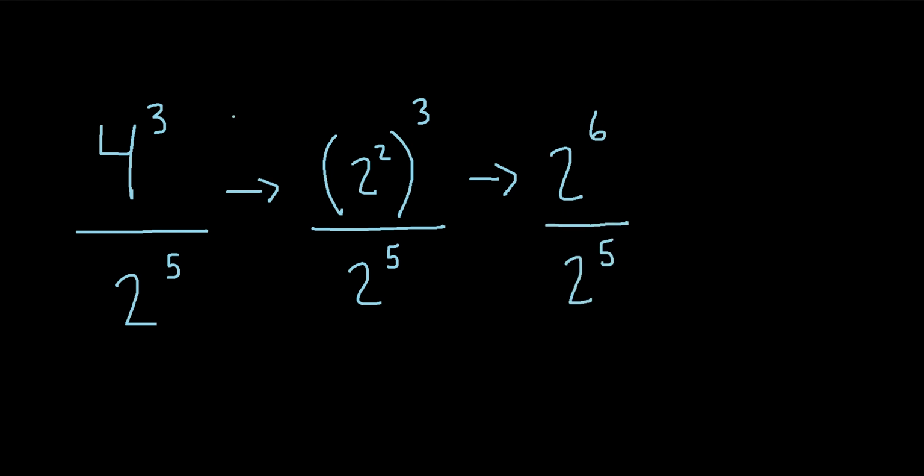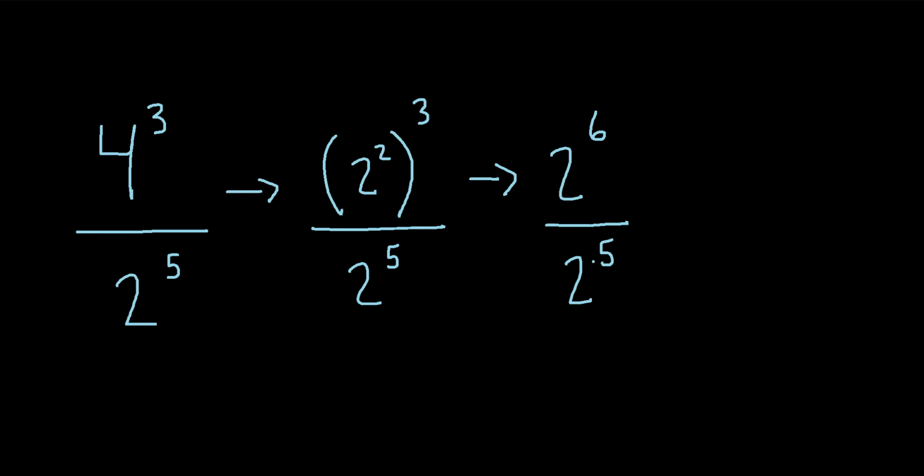Now we haven't changed the value of anything. So 4 to the third, if you punch that into a calculator, you'll find that's 64. And 2 to the sixth, that's also 64. So we haven't changed the value. We've just rewritten it with a different base. And now we'll notice that the bases are the same in the numerator and the denominator. They both have a base of 2.